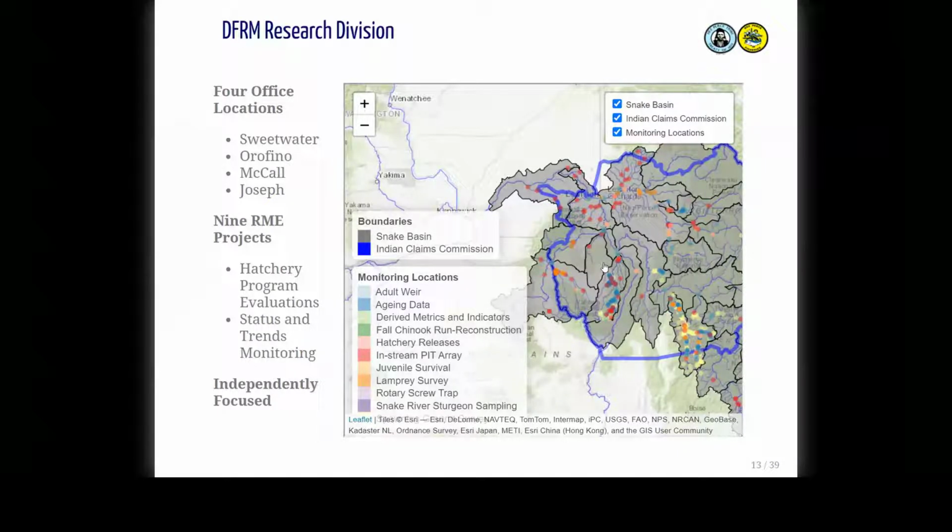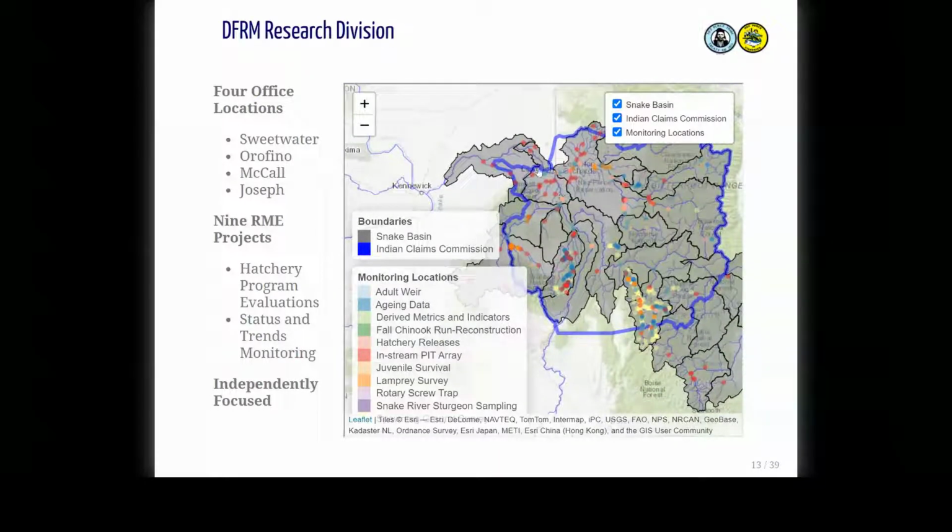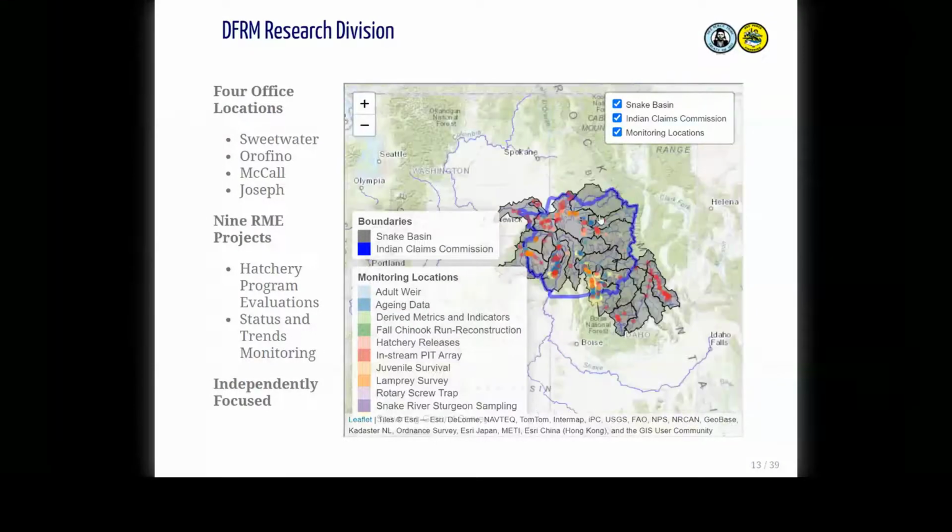Across those four offices, we have 9 RM&E projects, and they primarily are focused on the same thing, hatchery program evaluations and status and trends monitoring. And with those objectives, they are using largely the same data sets. So the dots that you're seeing on the map are really just different pieces of data that these projects are collecting and where. And you can see they're spread out pretty thoroughly across the entire basin. And you see the same colors all over the place, which just depicts the same information being collected.